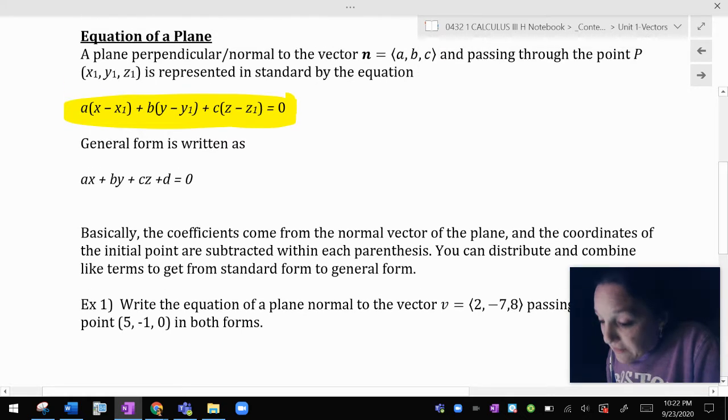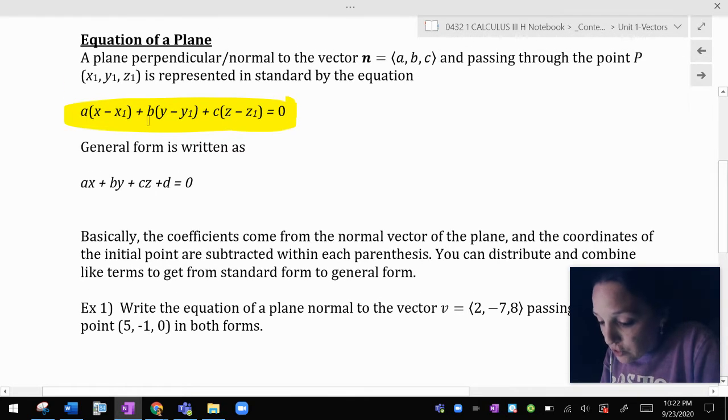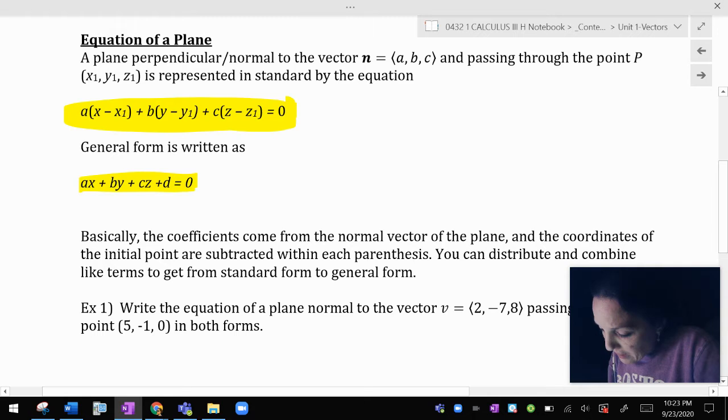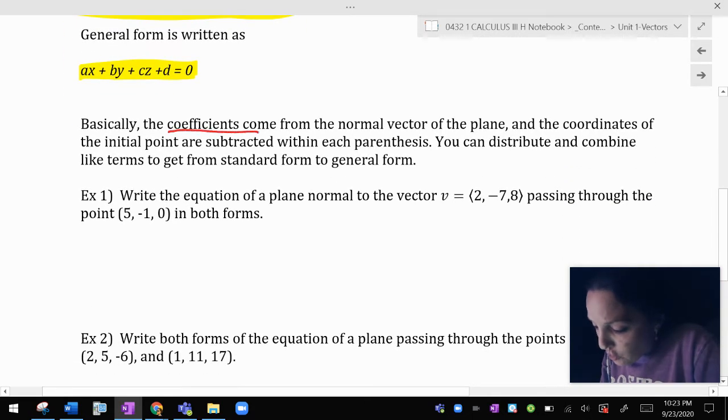All right. The standard form for a plane, you put the vector as your coefficient, you subtract your points, and you set it equal to 0. And then if you want to distribute A, B, and C and get your constant on the right-hand side, that's the standard form or general form. I don't care which one you use. I am happy with both as long as they are equivalent. So the coefficients come from the normal vector of the plane, and the initial point goes in the parentheses.